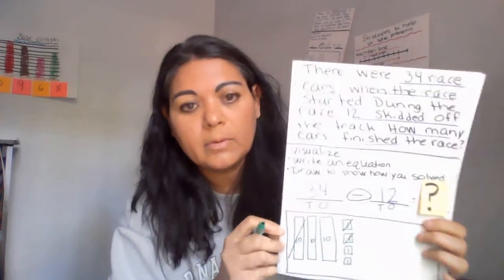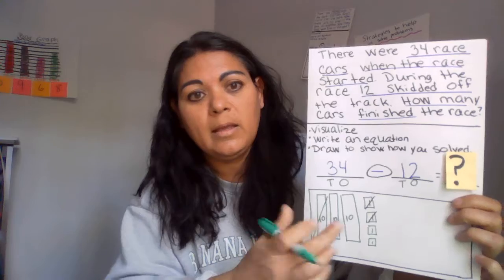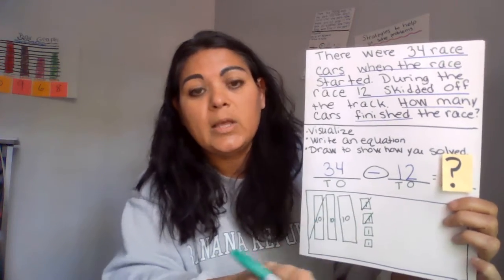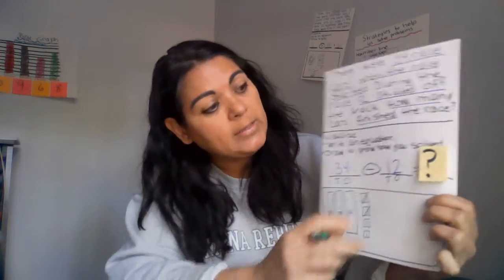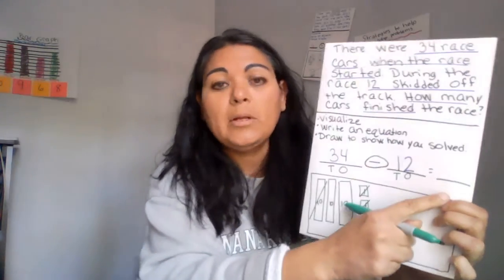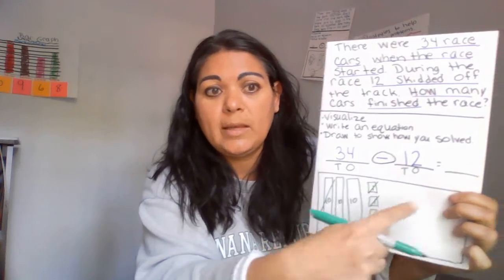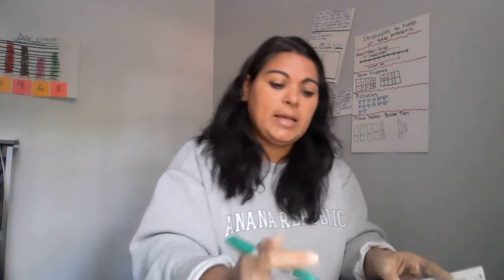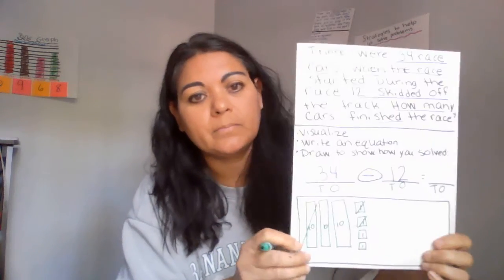Okay, check your work to make sure. I took away 1 ten, and I took away 2 units. So now let's see how many are left. Let's go ahead and take off our question mark, and I'm going to label this. I'm going to place value this so I can just put in the amounts that I see of my 10s and 1s, and then we'll count to see if we're okay.